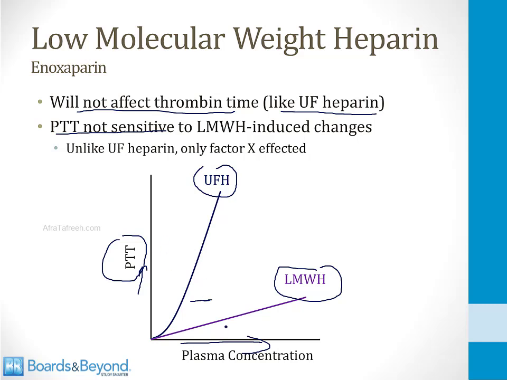For low molecular weight heparin, the curve is very flat. You can change the concentration of the drug significantly and the PTT will barely move. And this is why the PTT is not useful for monitoring the effects of low molecular weight heparin. It will increase, but it's not sensitive to changes in plasma concentration. And once again, that's because unlike unfractionated heparin, low molecular weight heparin only affects factor 10. It does not affect all those other components of the intrinsic pathway that lead to changes in the PTT.